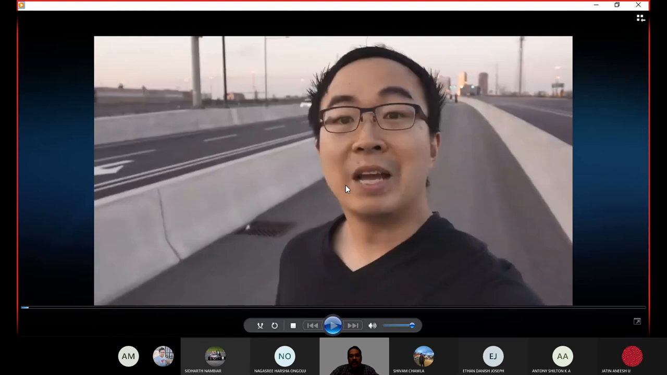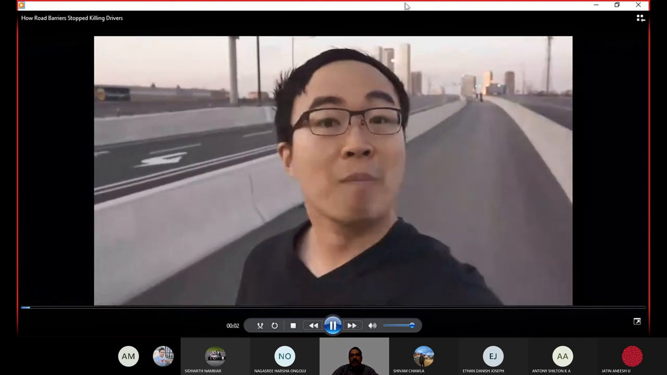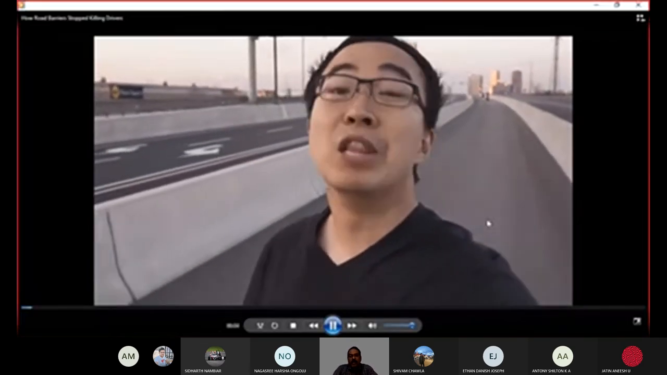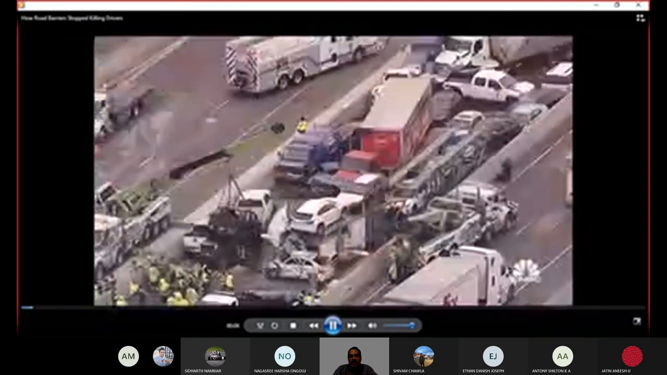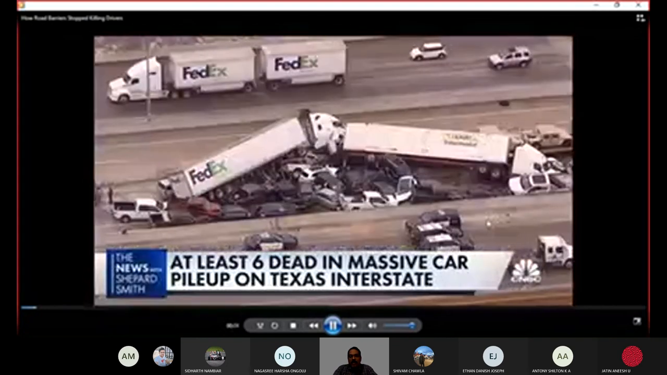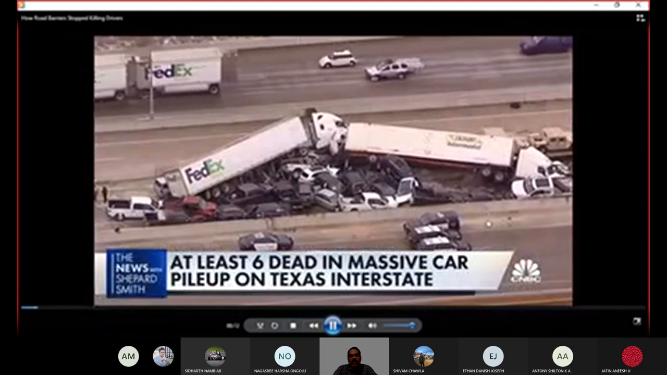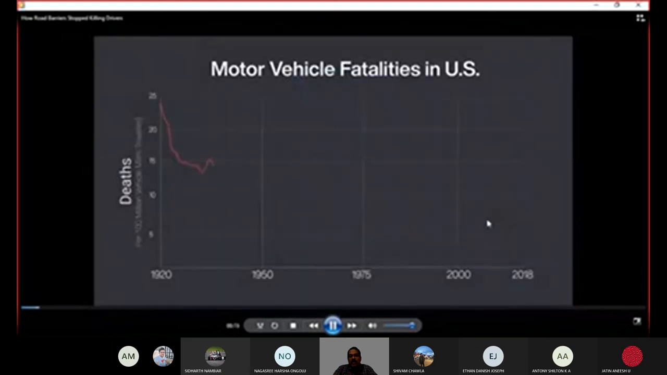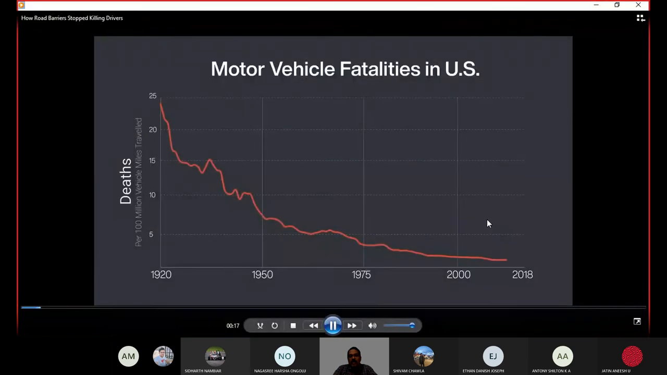I used to think driving was getting more and more dangerous. And one reason is the media loves to sensationalize car accidents. Multi-car pileup in North Texas has killed at least 6 people. Incredible. And with those kind of stories, I was surprised by how the fatality rate has steeply dropped over the decades, even with more drivers on our roads today.